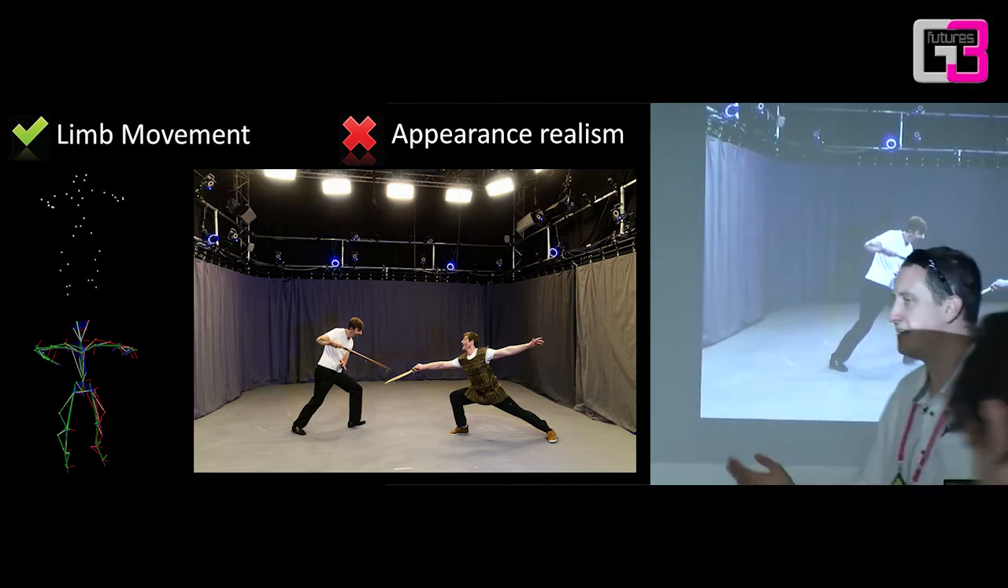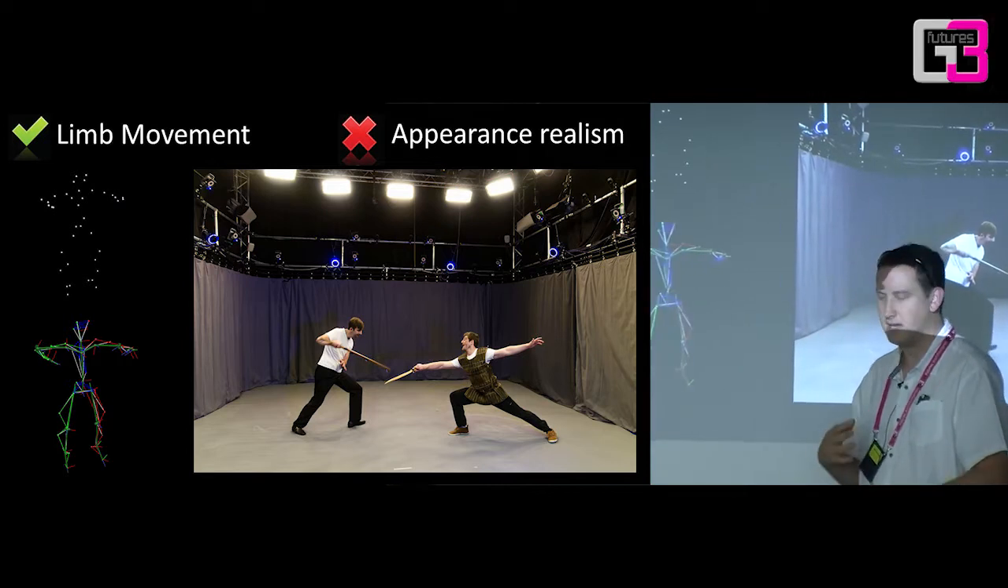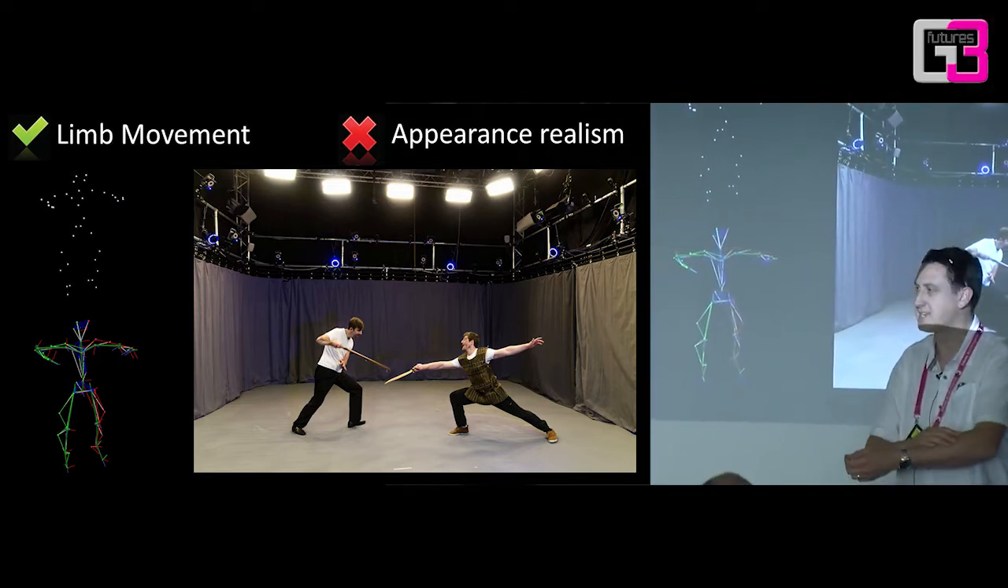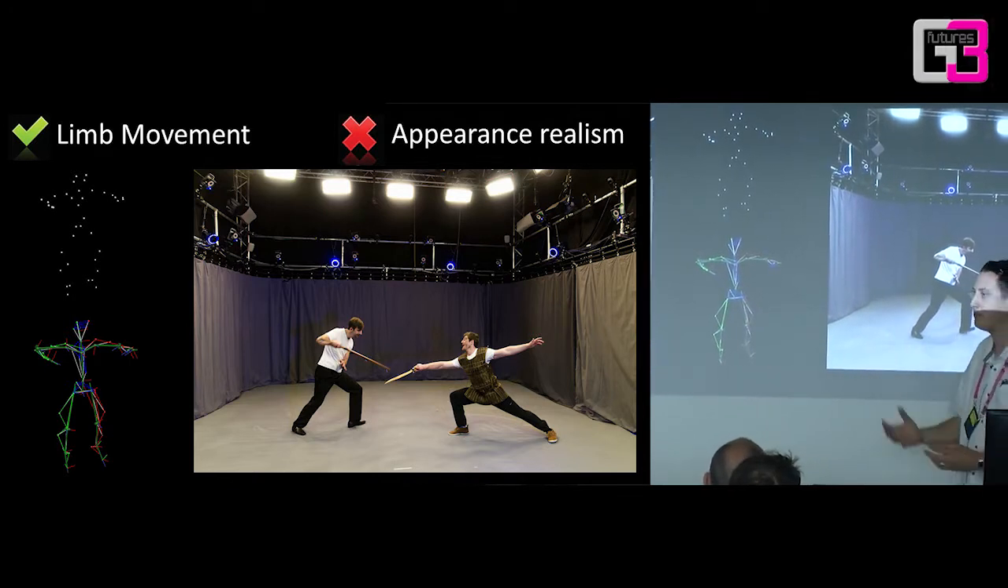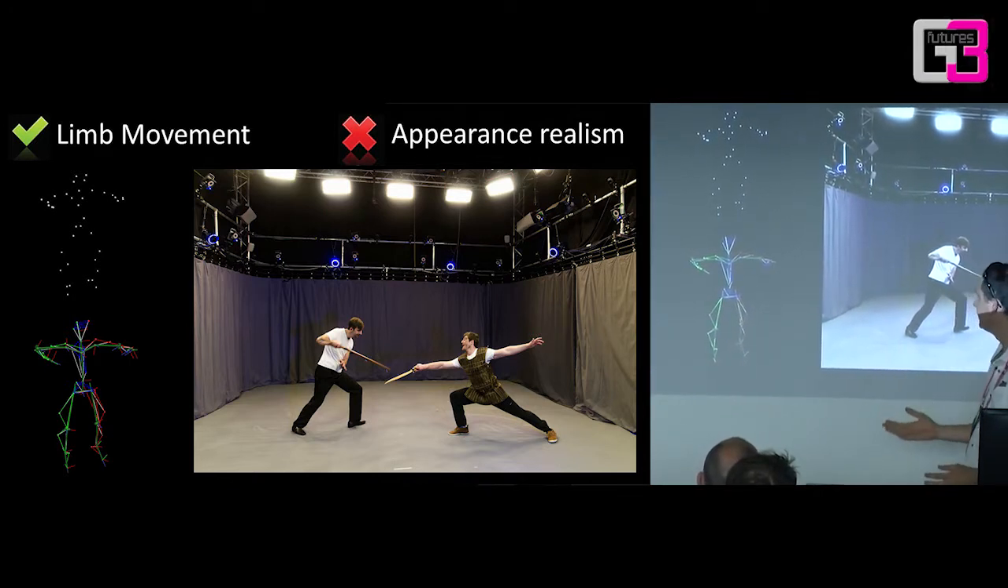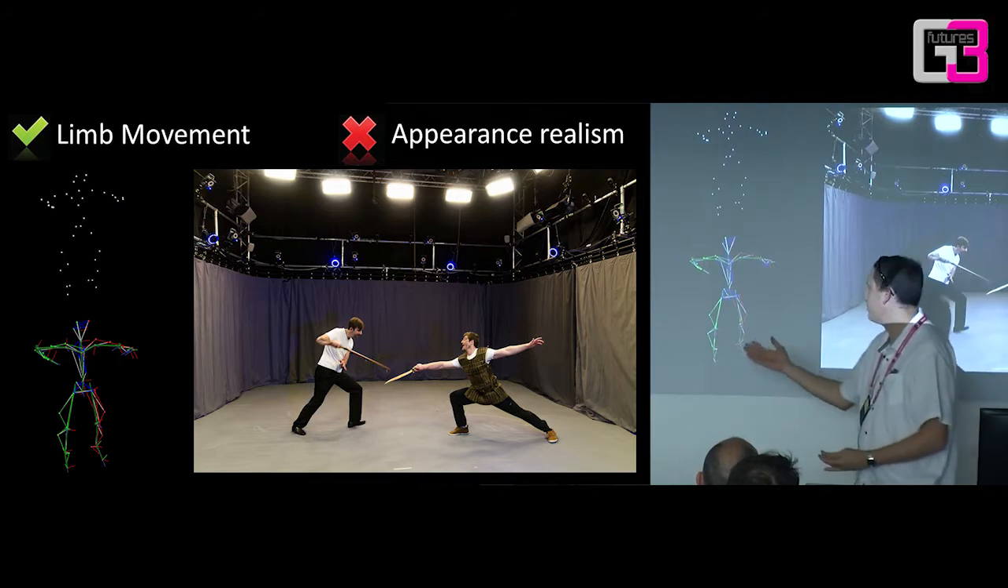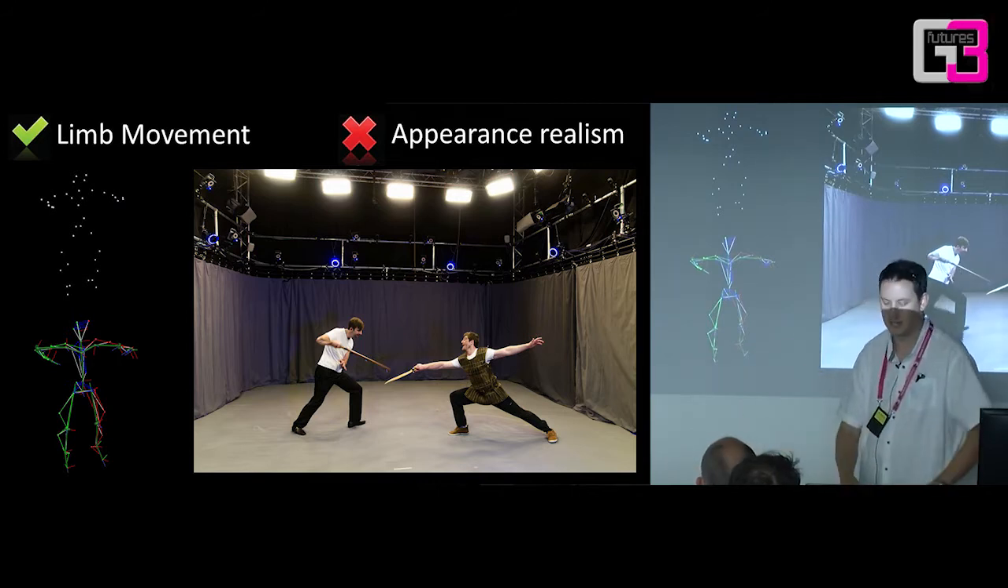But what we don't get from a motion capture system like this is a capture of the surface, the dynamics of the surface, the skin, the muscle, the cloth as it moves, even the hair of the performer. And we don't get any visual appearance information either. We just simply get the joint angles.